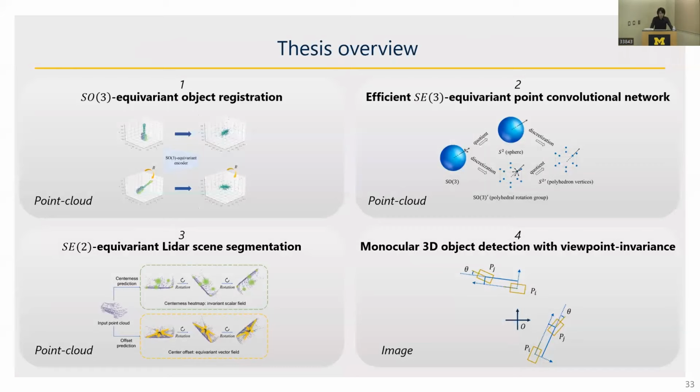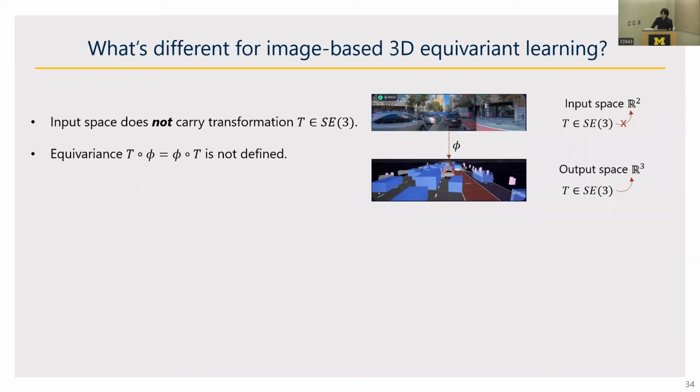So till now, I've presented the first three parts of this presentation. They are all point cloud-based tasks. And the last task is an image-based task. What is the difference? They are actually very different. The challenge is that the input space for image-based problems, the images, is R2. So they do not carry the SO(3) transformations in the input space. Therefore, the equivariant relationship, this commutativeness, cannot be defined for such problems. Therefore, we cannot directly develop SO(3) equivariant models for the image-based 3D perception tasks.